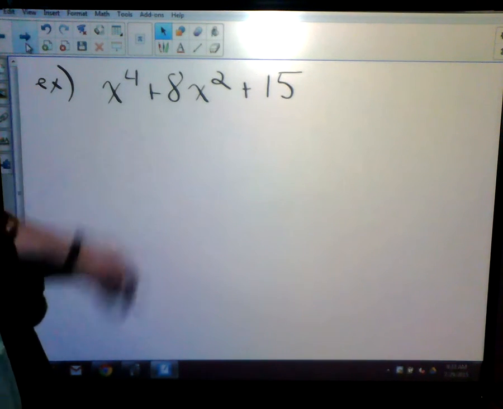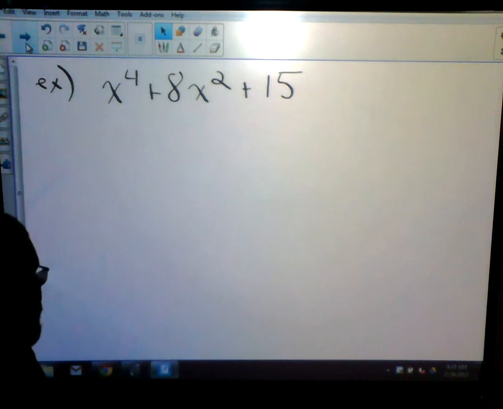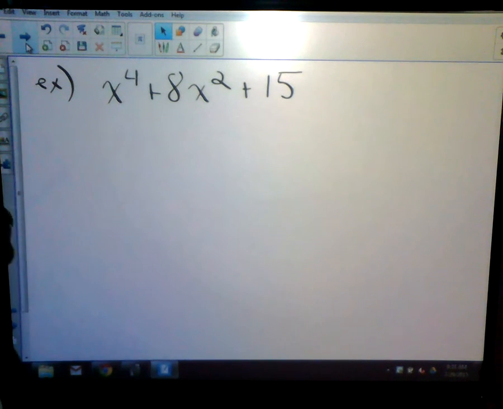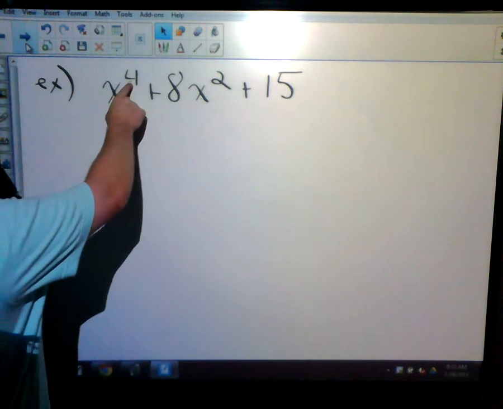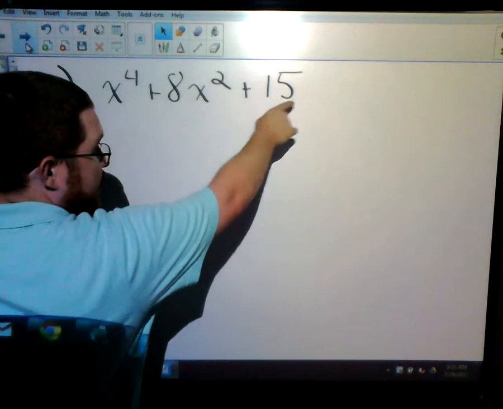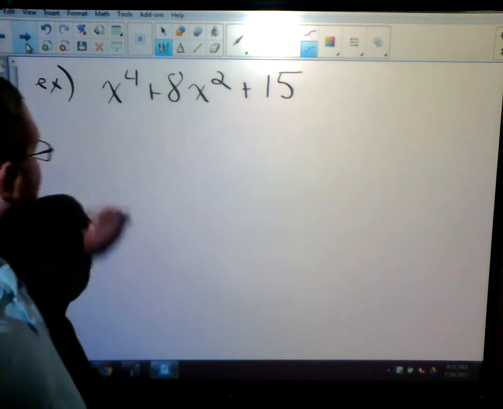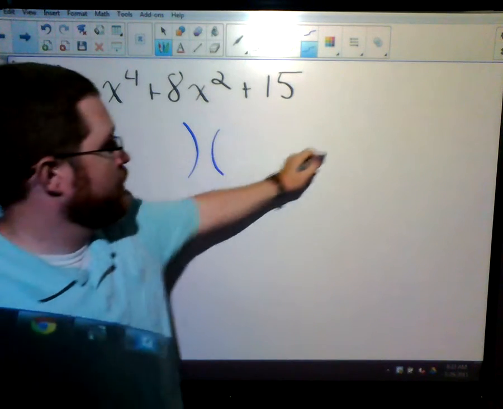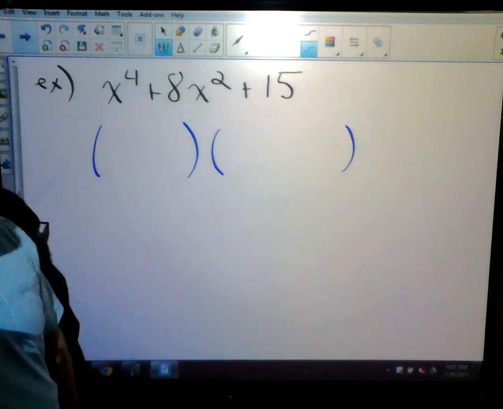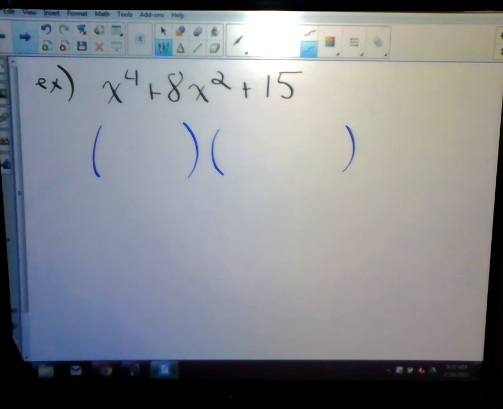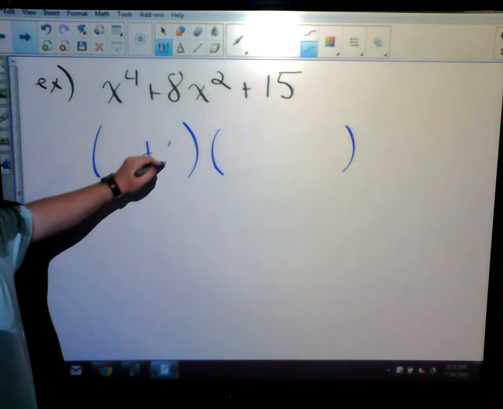Even though this is x to the 4th, this is still a quadratic. Why is it a quadratic? Because this is twice as big as this, and that doesn't have any power. So I'm going to factor it like a regular quadratic. I need two numbers that multiply to 15 and add to 8. Well, that's 5 and 3.